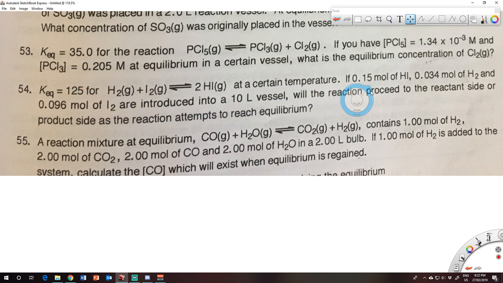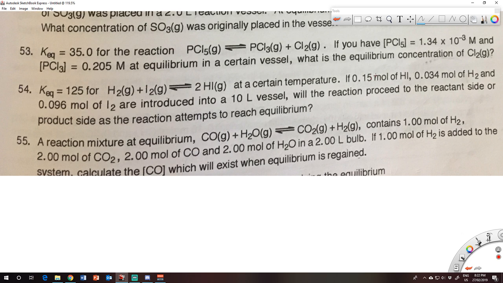Well, let's see. We have moles of HI, moles of H2, moles of I2 thrown into a vessel. Will the reaction proceed to the reactant side or product side? Because 54 is basically the same as question 50 from earlier.